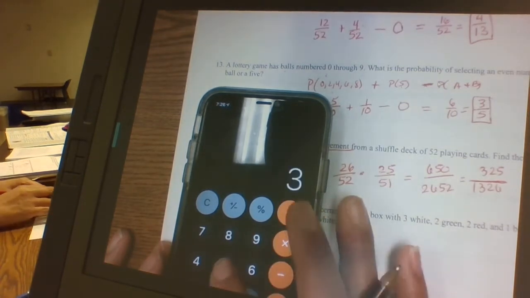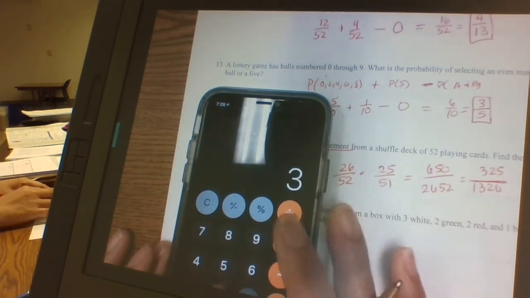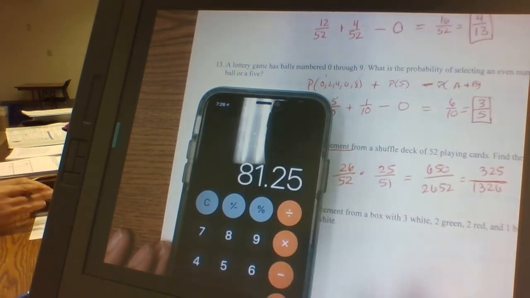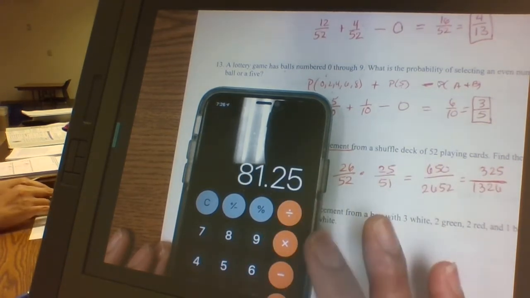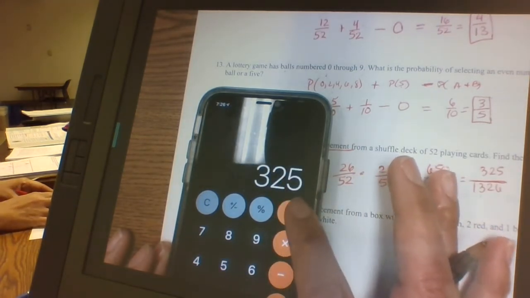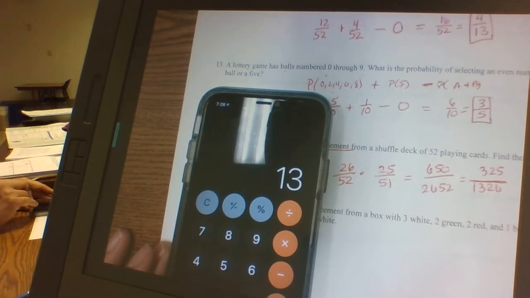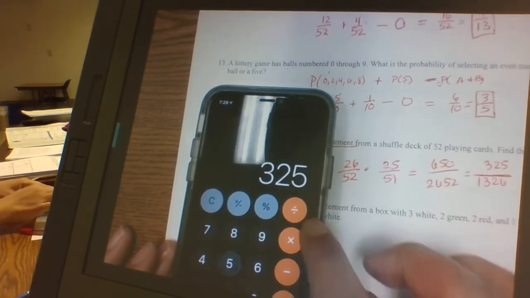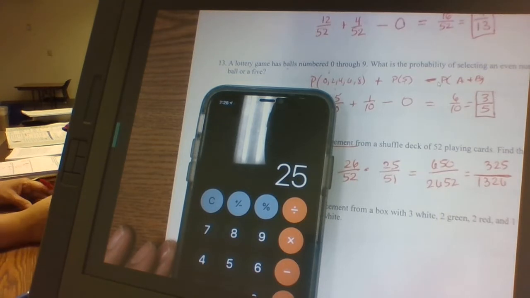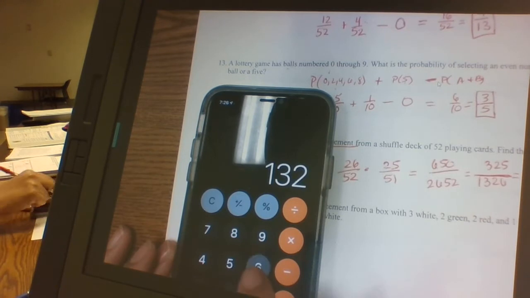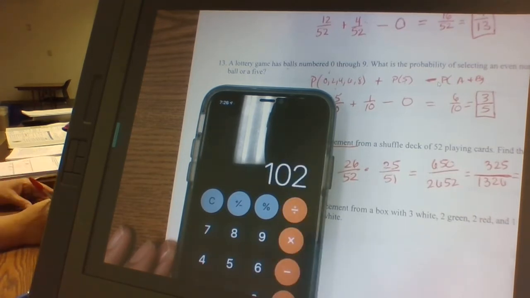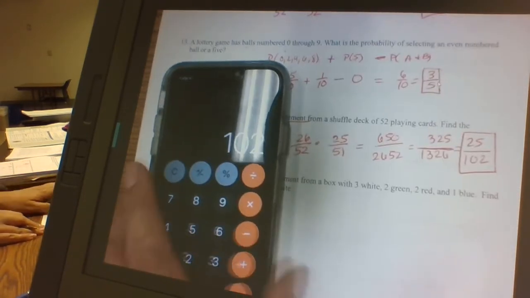Nope. By 4? No. So maybe, I don't know, 6. 13. I know I could reduce it, but can 1326 be divided by 13? Yep. So 325 divided by 13 is 25, and 1326 divided by 13 is 102. So that's how far we could take it.